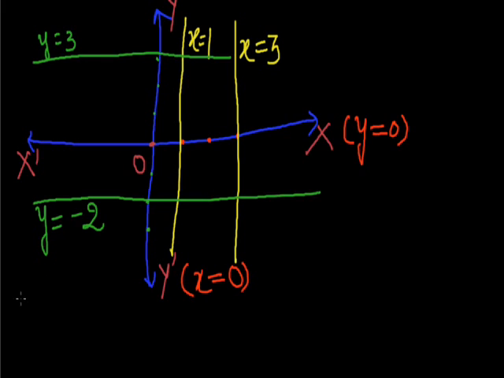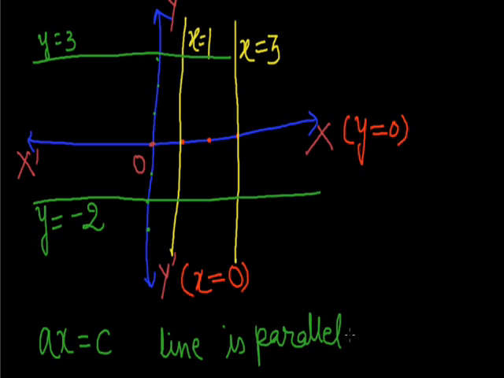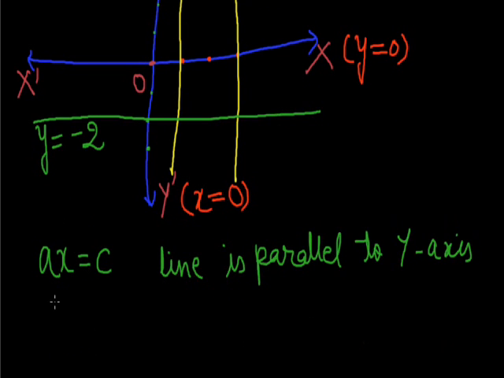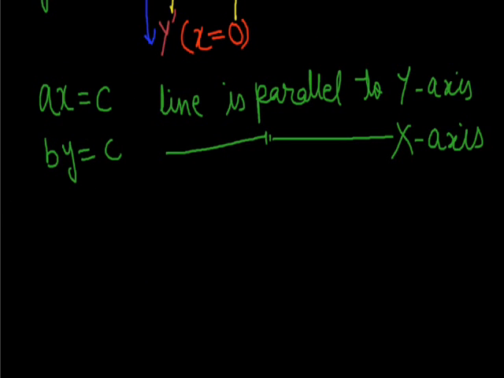And obviously an equation which is in one variable will always be parallel to an axis. In the general form we can say that if ax is a constant, then the line is parallel to the y-axis, and if by is a constant, then the line is parallel to the x-axis.